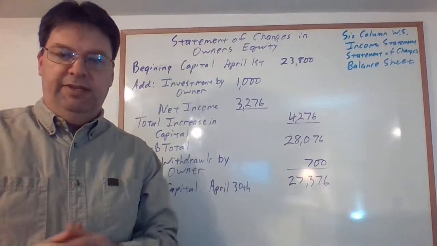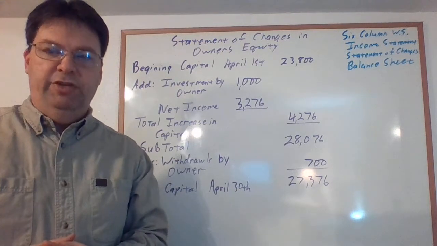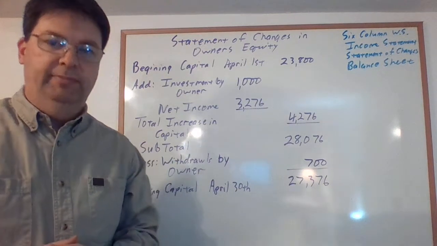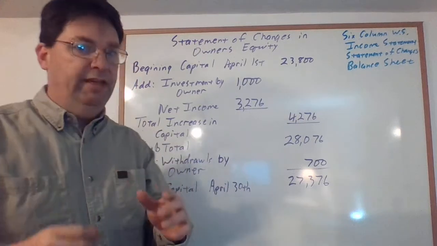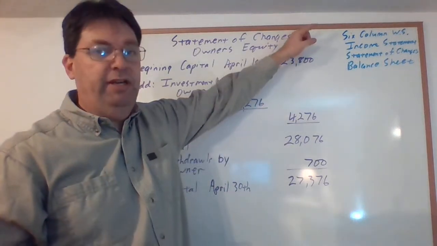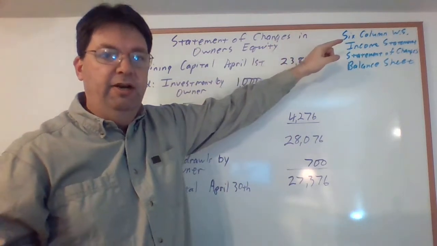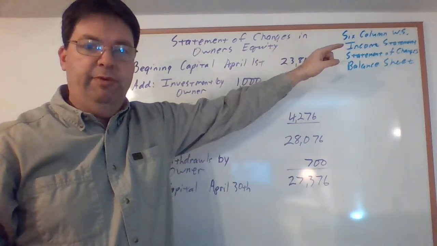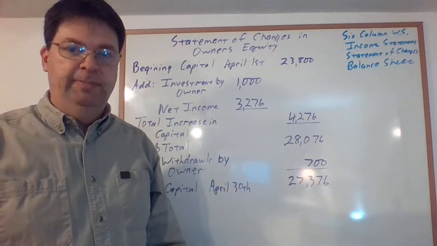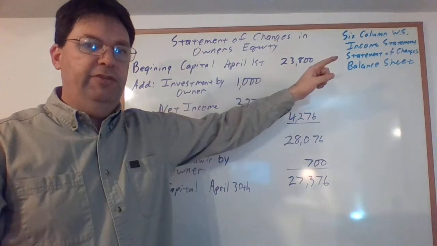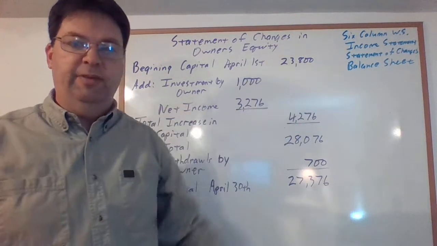So here we come to our next document. It's called Statement of Changes in Owner's Equity. Now, we're putting this all together, and so over here what we've done in Chapter 8 is the 6-column worksheet where we got all our information. The next video for Chapter 9, what we did is the income statement. We're going to then go to the Statement of Changes in Owner's Equity and finally to the balance sheet.